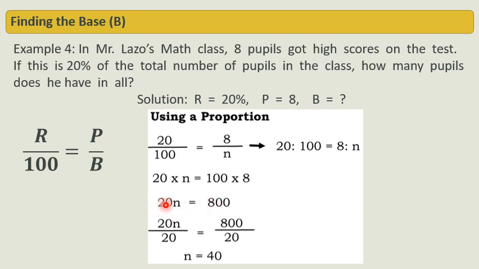So, ngayon, paano makancel yung 20? We divide it both side by 20. So, 20n divided by 20, cancel ang 20, matitira ang n. 800 divided by 20 is 40. So, parang mas madali nga pa rin itong general formula in finding yung percentage rate and base.